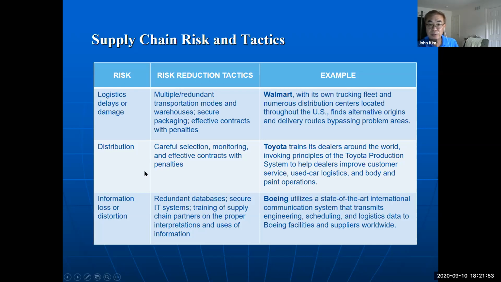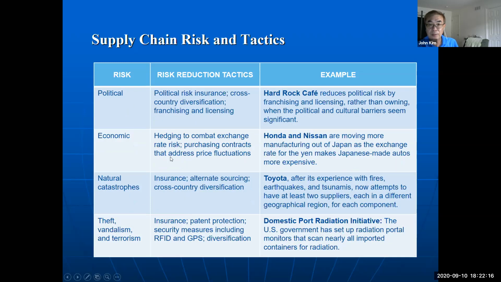And distribution, the same: careful selection, monitoring, and so on. Information loss or distortion: use a redundant database. This one is like IT tech. And then political risk: insurance, and also diversification, so not one country, more countries.